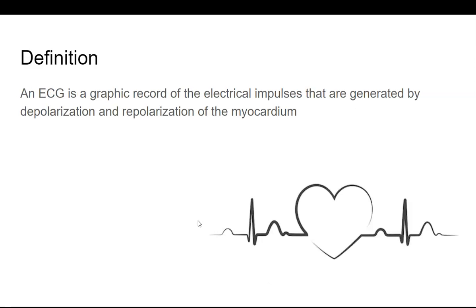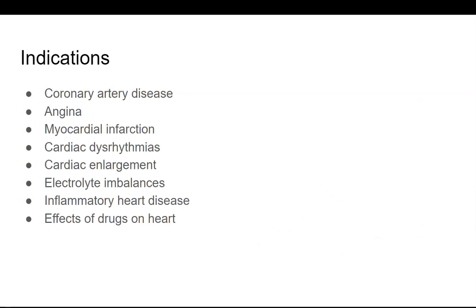So, what is ECG? The definition of ECG: it's a graphic record of the electrical impulses that are generated by depolarization and repolarization of the myocardium or myocardial cells. So a graphical representation of electrical impulses generated by the heart muscle, we say it as ECG, electrocardiogram or electrocardiography.